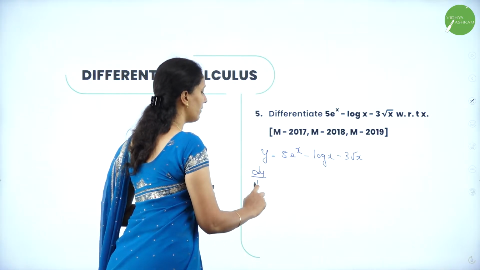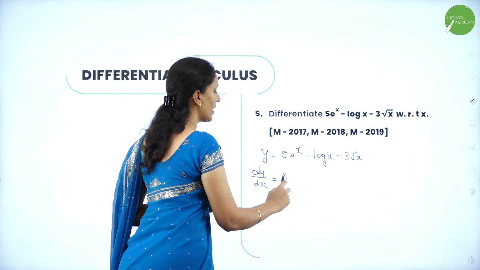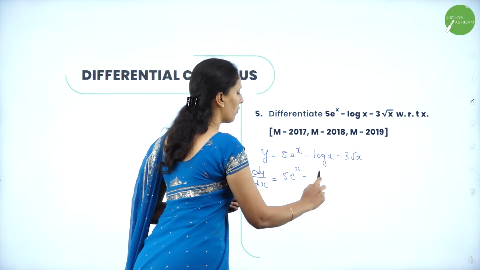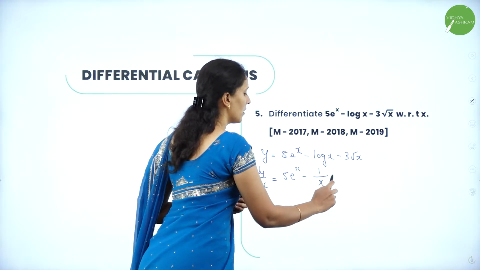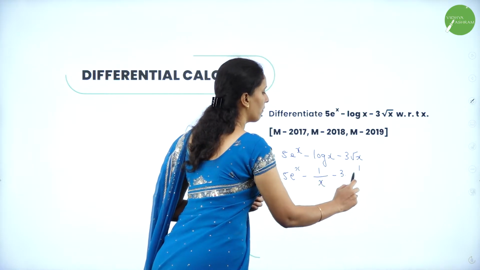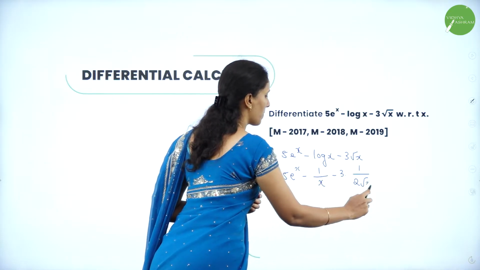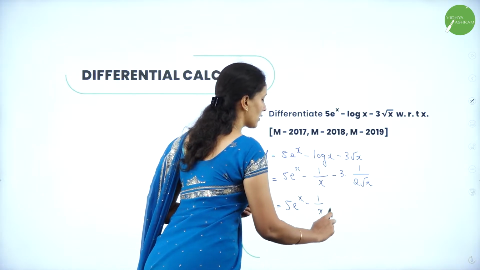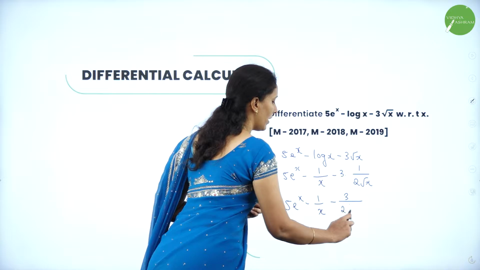We have dy by dx is equal to 5 into derivative of e power x, which is e power x, derivative of log x is 1 by x, minus 3 is a constant, derivative of root x is 1 by 2 root x. Hence, the value is 5 e power x minus 1 by x minus 3 divided by 2 root x.